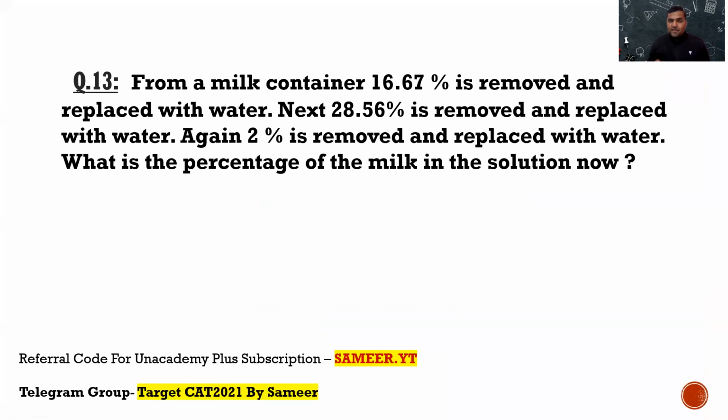The first question was discussed with you in the previous video, where we discussed the complete theoretical concept of solving mixture and solution questions, in which you remove a part of the solution and replace it with pure content that can be either water or anything else. All these types of questions are nothing but a case of successive decrement. So please watch the first part of the mixture and solution question.